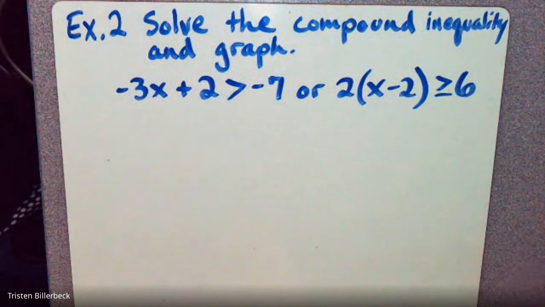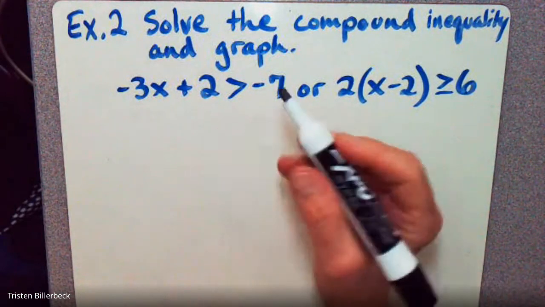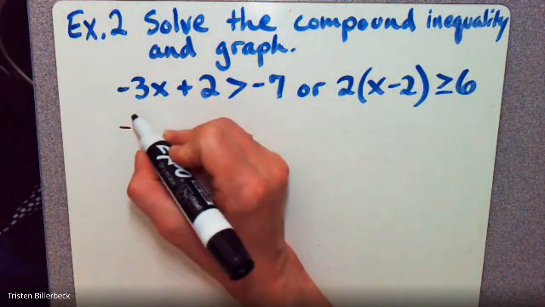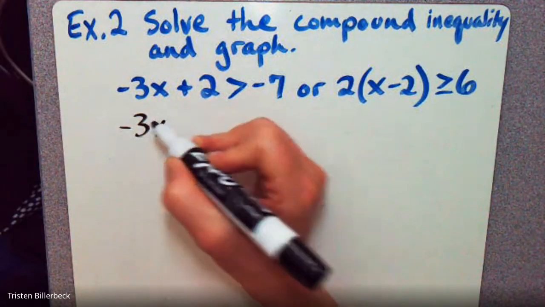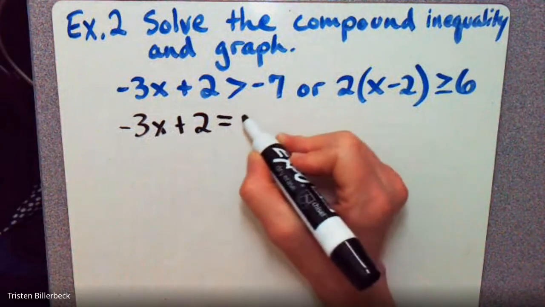So now let's solve the compound inequality, and we're going to graph it. So when we solve an inequality, let's pretend for a moment that this is an equal sign, and it's like a two-step. So we're pretending. So we're just saying, okay, it's like this.